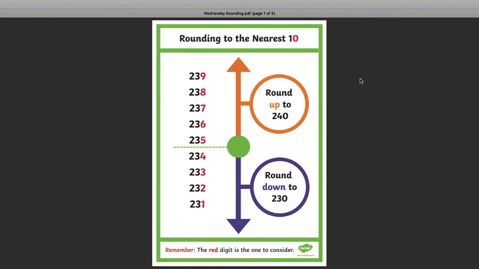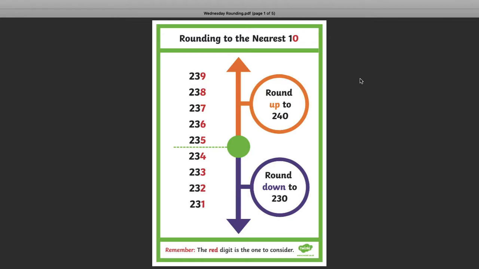Okay guys, hi there. We're on our maths lesson for today, for Wednesday, and we are looking at rounding. Our aim and our learning objective is rounding to the nearest 10, 100, 1000, maybe even 10,000, maybe even 100,000, okay?